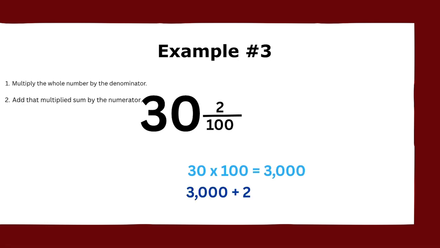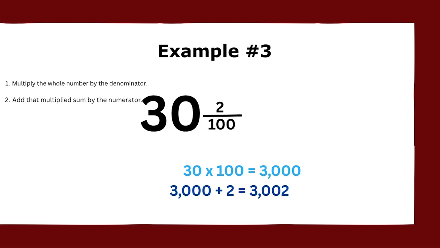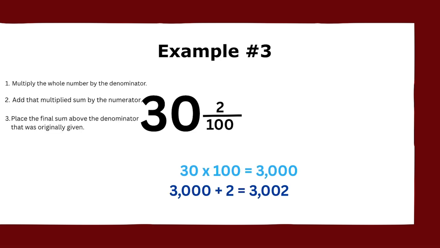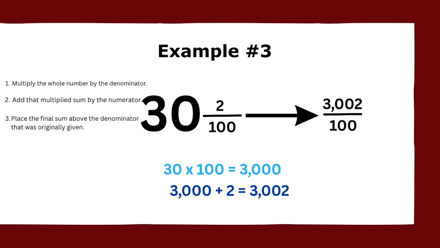The second step I want to follow is to add that multiplied sum to my numerator. So I'm going to do 3,000 plus 2, and I get 3,002. So now that I have that, I'm going to want to place that 3,002 above my 100. And when I do that, I get 3,002 over 100, and that is my improper fraction for 30 and 2 over 100.